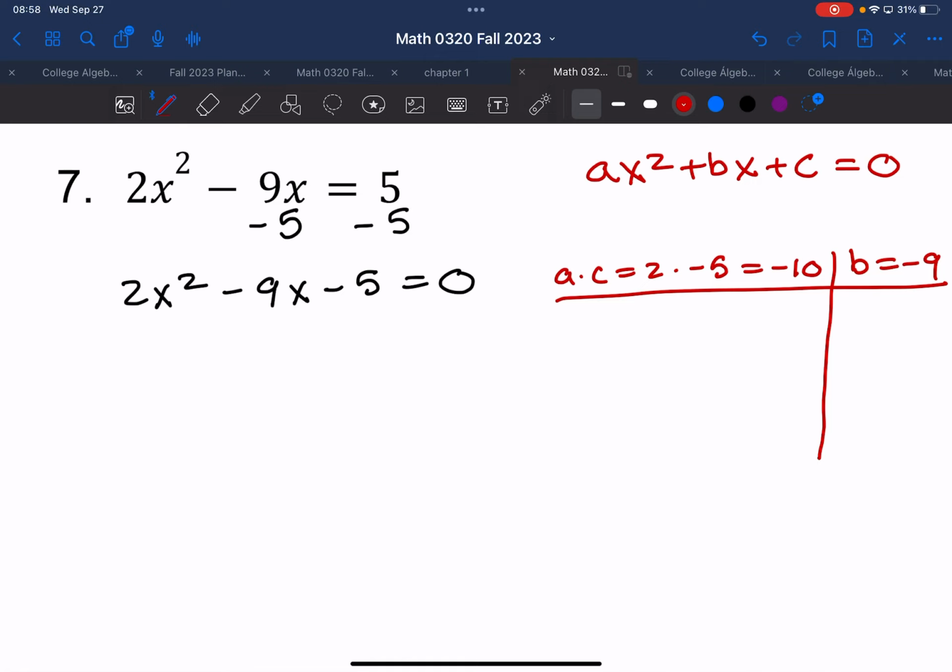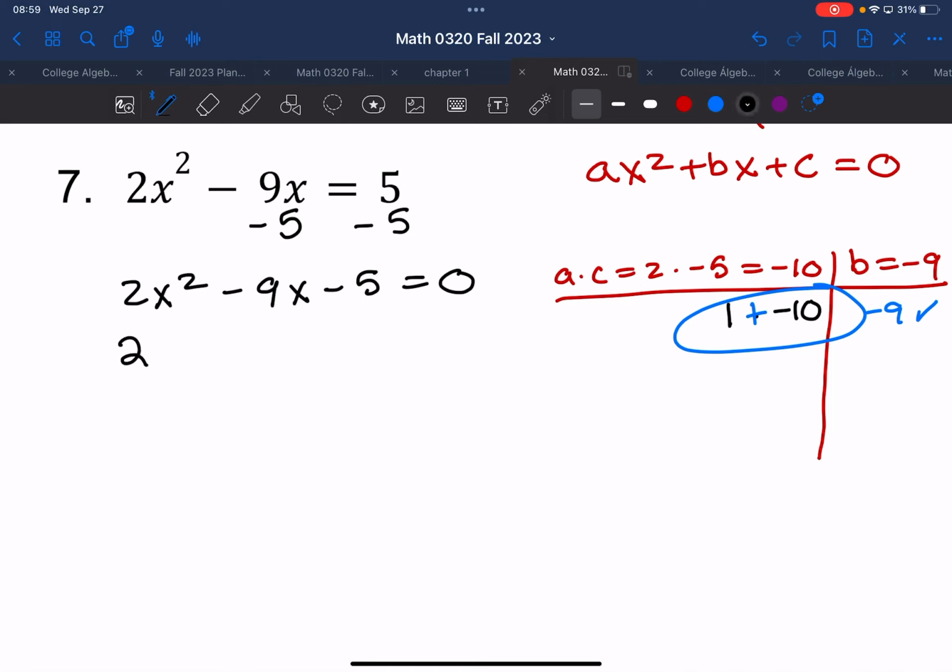So this tells me I need two numbers that multiply to negative 10, but add to negative 9. Any idea what those numbers would be? 1 and negative 10. Good. So 1 times negative 10. If I add that together, it gives me negative 9. So these are my factors, 1 and negative 10.